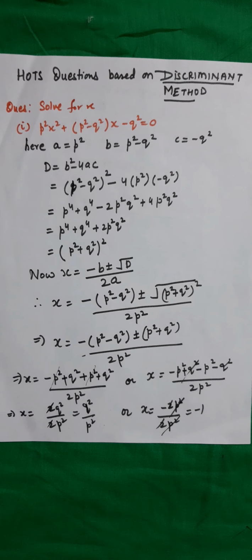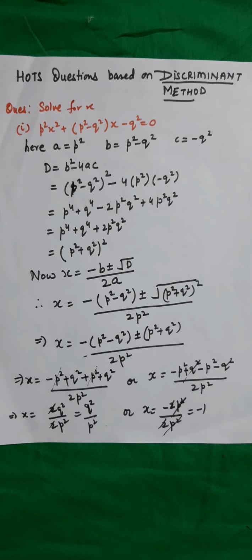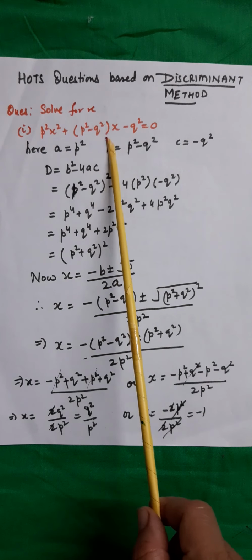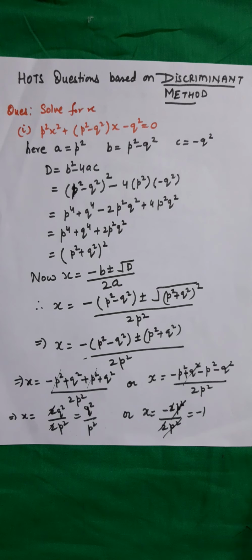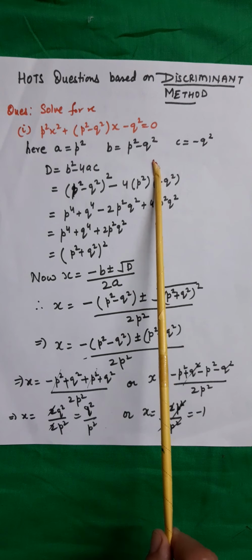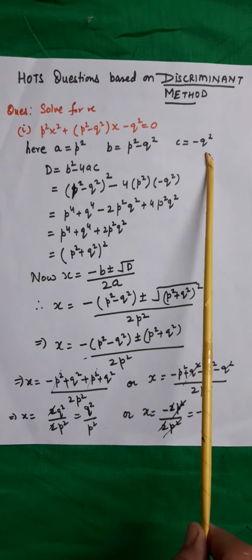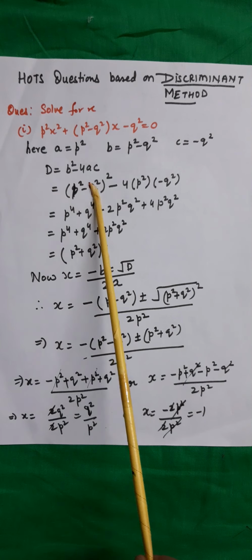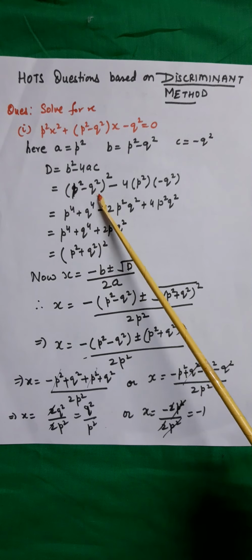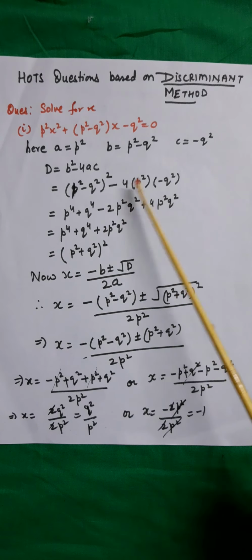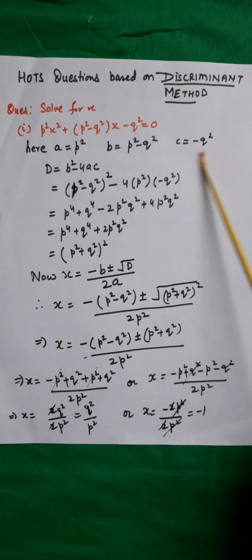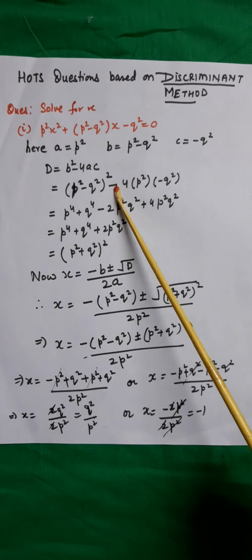Let us discuss some hot questions based on the discriminant method. Solve for x: p²x² + (p² − q²)x − q² = 0. Here a = p², b = p² − q², and c = −q². Discriminant can be written as b² − 4ac. Substitute the values. b² will be (p² − q²)² − 4 × p² × (−q²). C is negative, so minus and minus will become plus here, right?